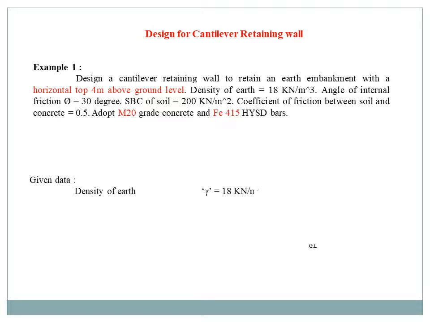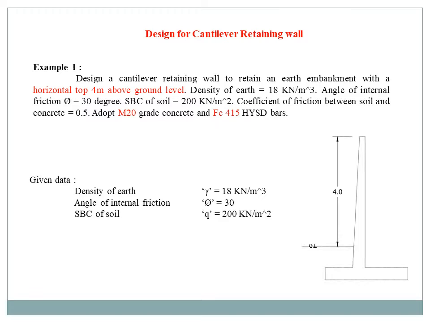Now write the given data. Density of earth gamma is equal to 18 kilonewton per meter cube. Angle of internal friction phi is equal to 30 degree. SBC of soil, you can mention as q is equal to 200 kilonewton per meter square. Draw the diagram. They have given only the horizontal top 4 meter above the ground level, so we have marked the 4 meter above ground level on top of our retaining wall.